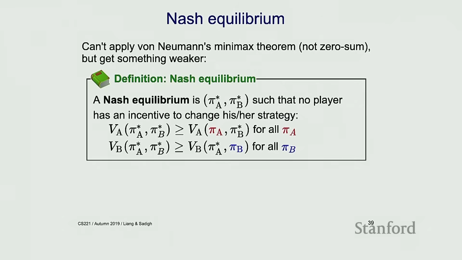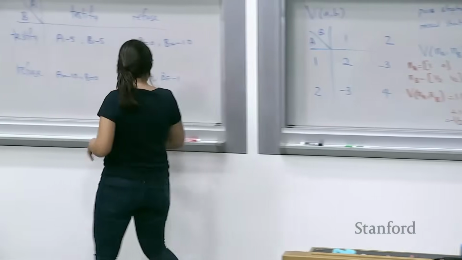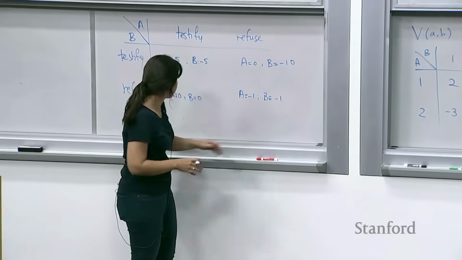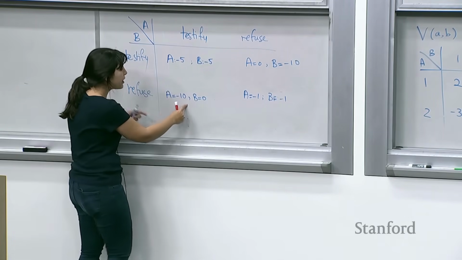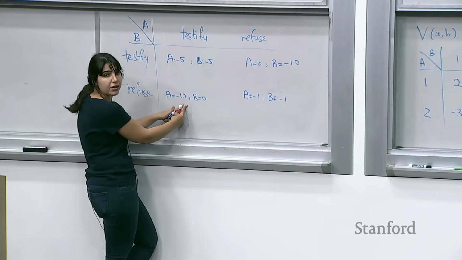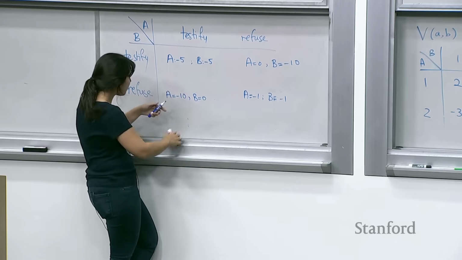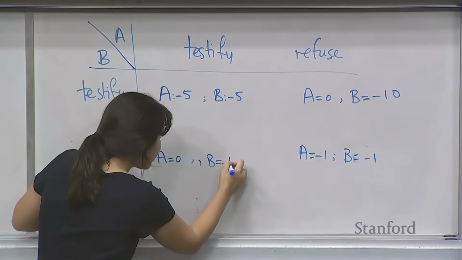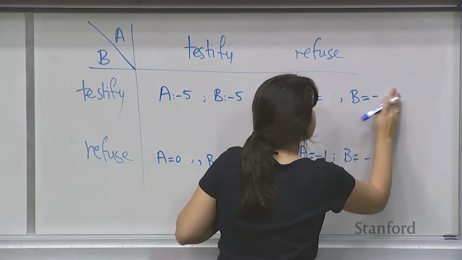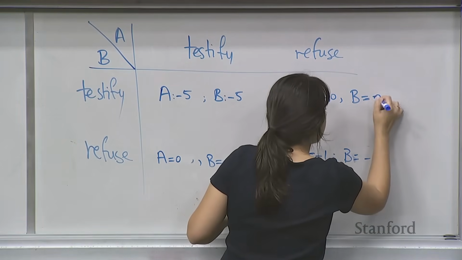So what does that mean in this setting? Do we have a Nash equilibrium here? Let's say I start from here. I start from A equal to minus 10, B equal to 0. Can I make this better? Oh, did I flip them? Flipped, right? 0, minus 10? Minus 10, 0. Okay, so let's say I start from here.